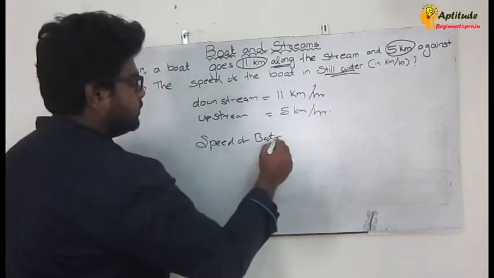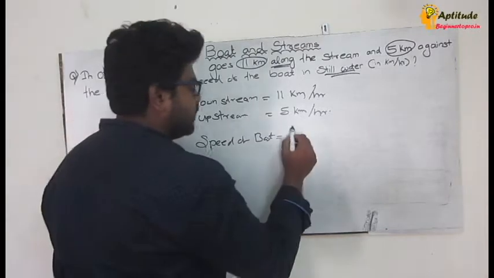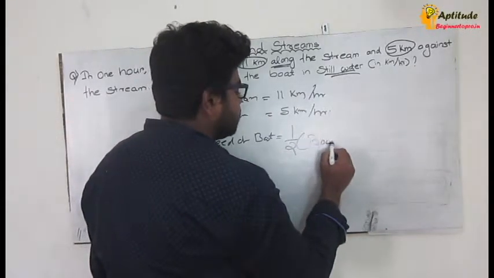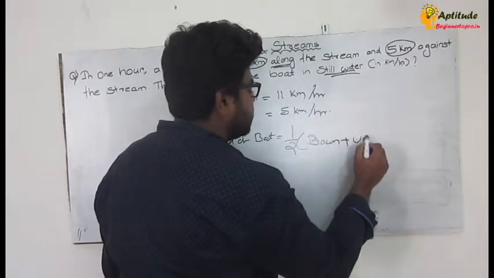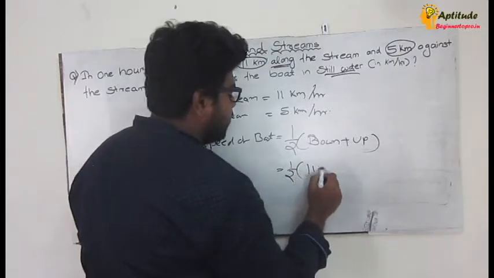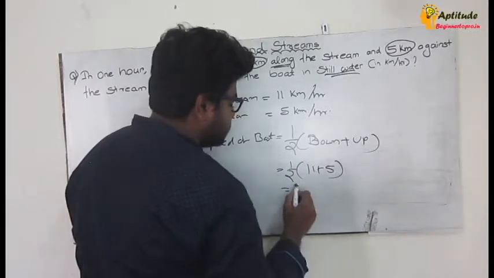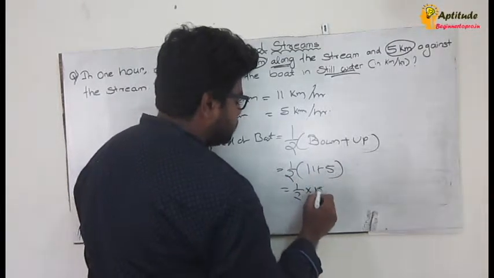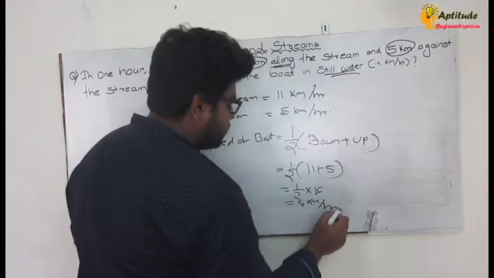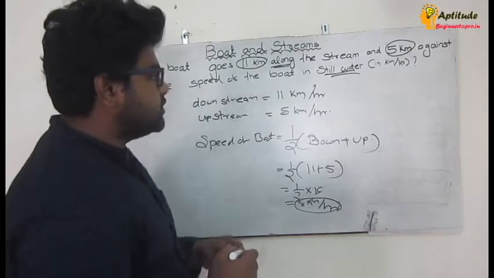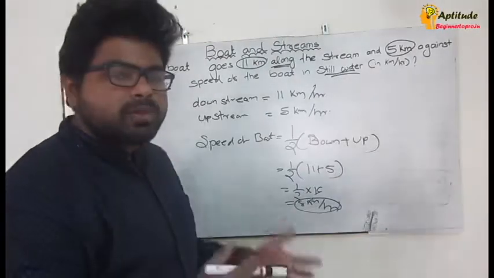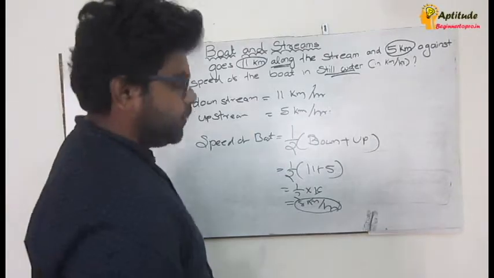We know that the speed of the boat is half into downstream speed plus upstream speed. That means half into 11 plus 5, which is equal to half into 16, that is 8 kilometers per hour. So 8 kilometers per hour is the speed of the boat in still water. Still water means the normal speed of the boat.